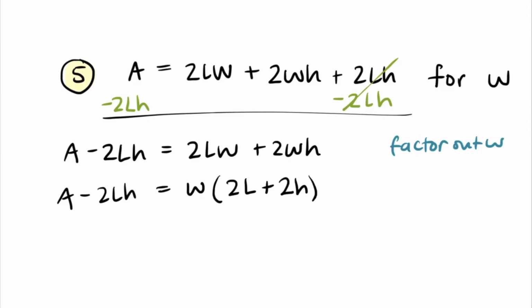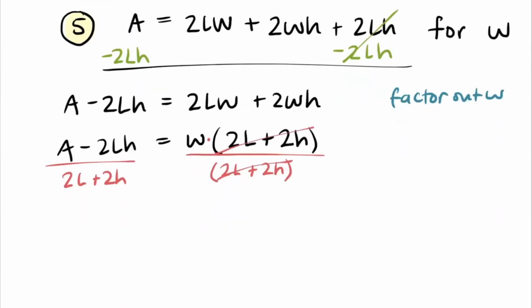And then to solve for W and finish this up, we will divide by what is multiplied by W, the 2L plus 2H, to cancel it out from the right side. So on the right side, we have just W equals, on the left side, A minus, and it looks crazy, A minus 2LH divided by 2L plus 2H.